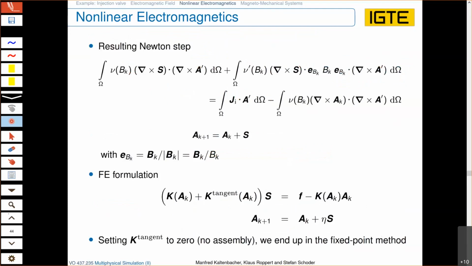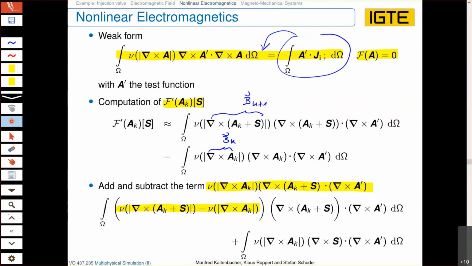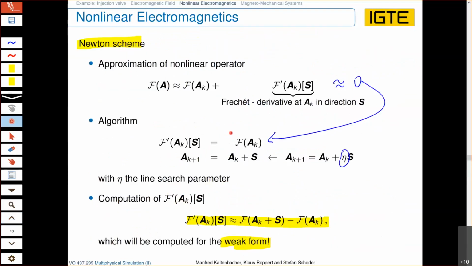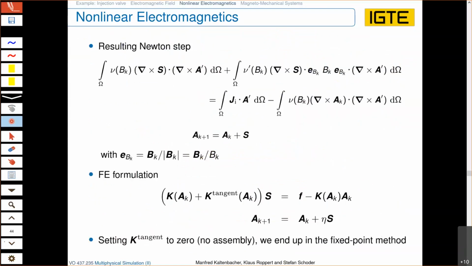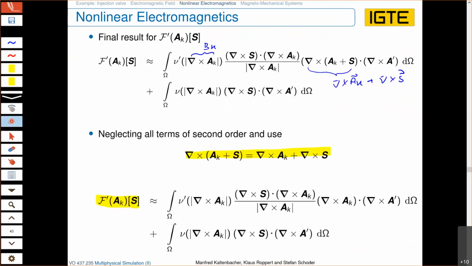I just go back to remind you on where it is here. On the right hand side, we have minus our nonlinear operator, which is our partial differential equation in the weak form to be evaluated at AK. What we have computed was this term here with all the steps and tricks I just have shown you. Okay, so that means what I have substituted here is something like this. That's the unit vector in the direction of BK, which means it's the curl of AK, which is BK, over the absolute value of the curl of AK. These are such terms you can see here, for example, this term here.